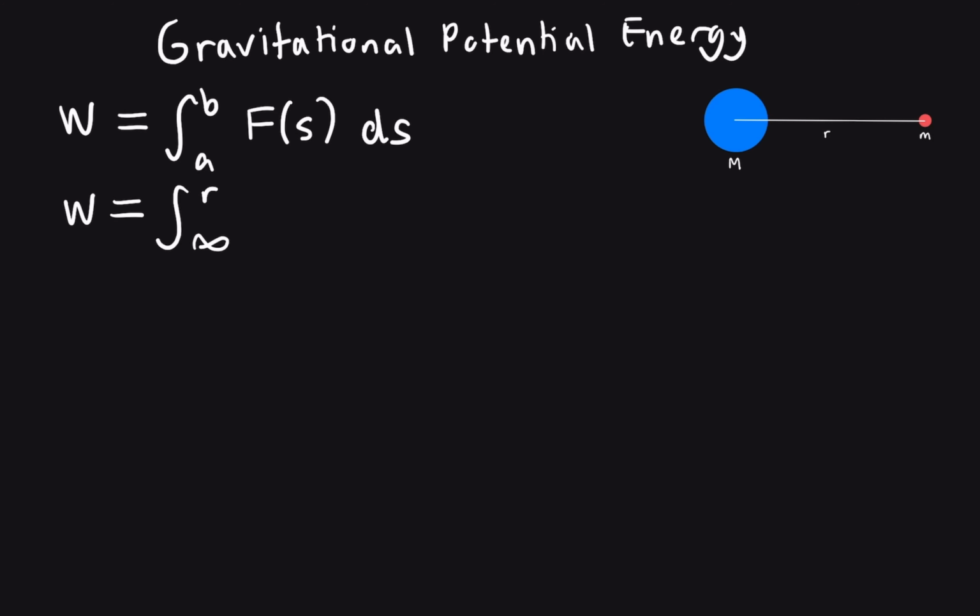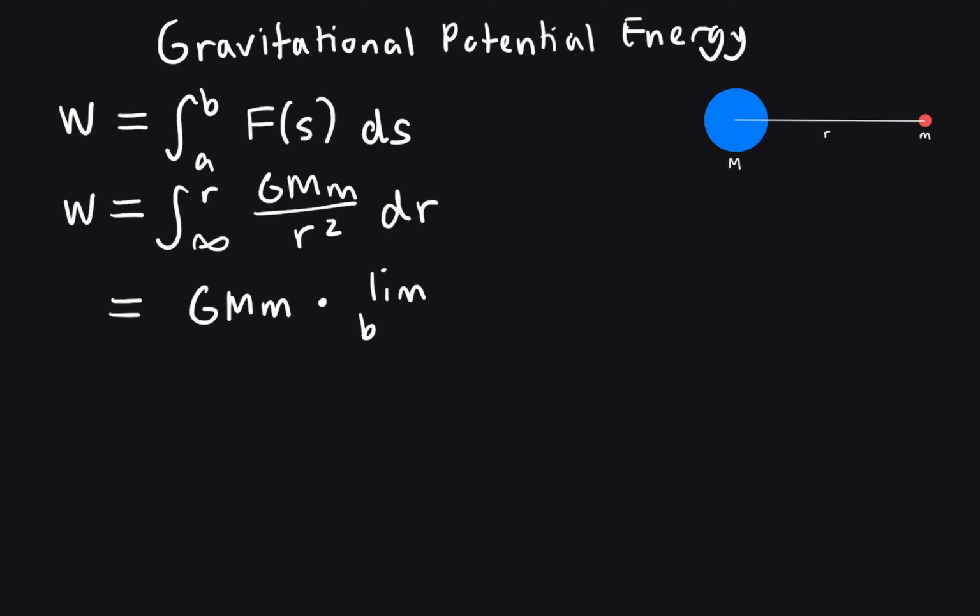And as a function of r, we already know our force. We got it previously. It's GMm over r squared. And we can replace the ds with a dr. So we can solve this improper integral simply by first taking out GMm, since those are all constants with respect to r. And we can take the limit of some variable b and replace that infinity in the integrand. And then we can go about solving this integral.